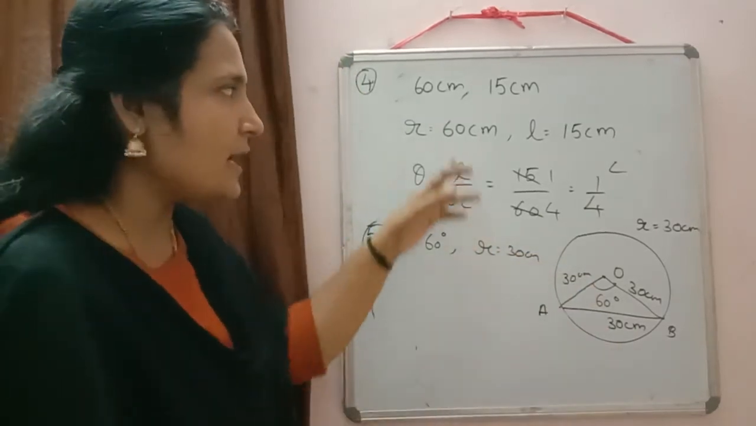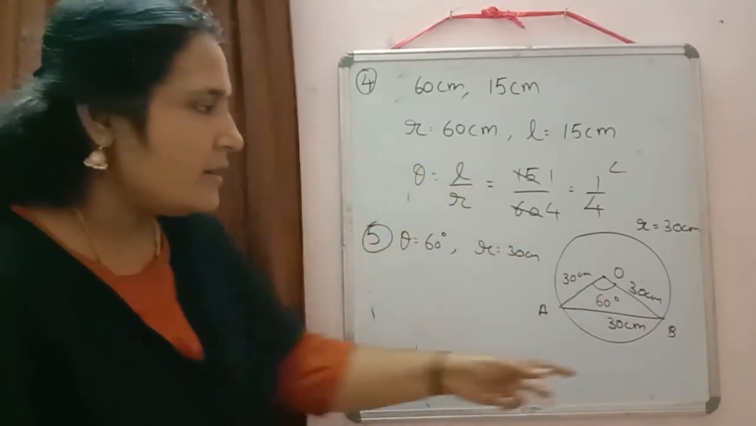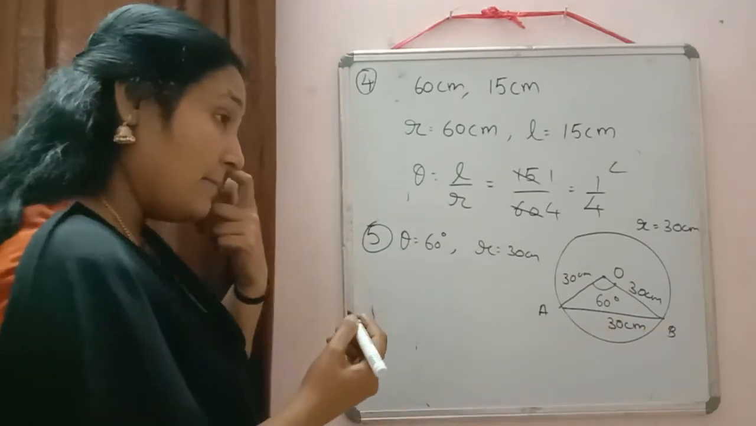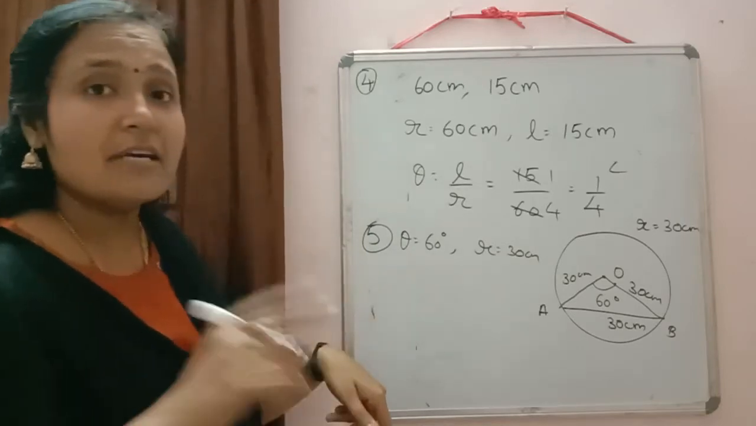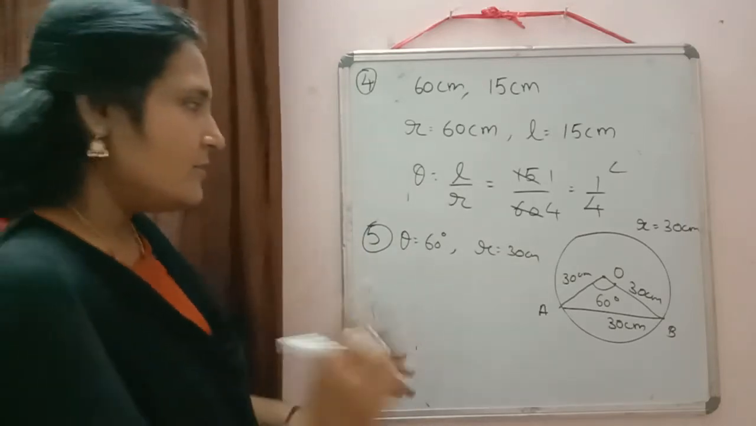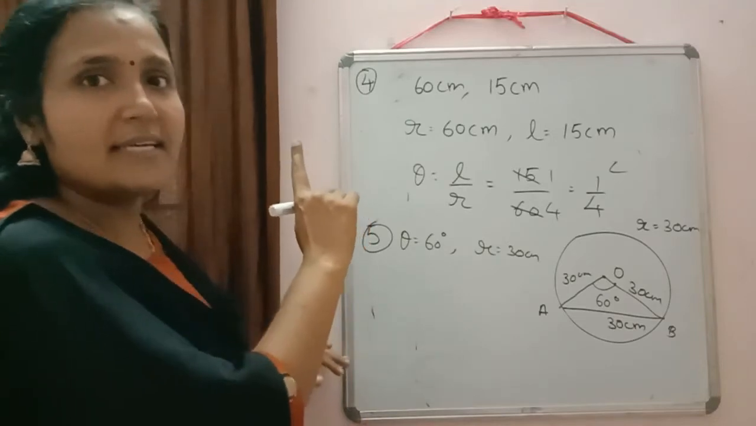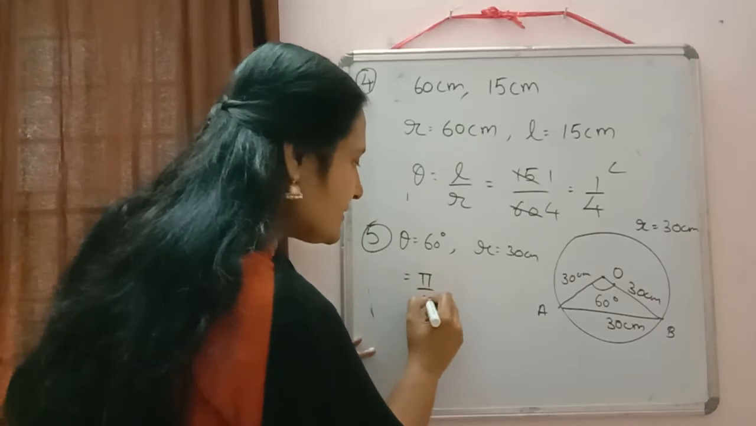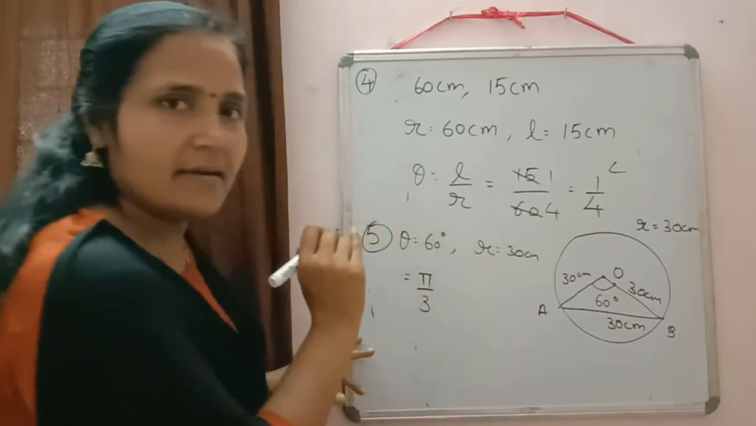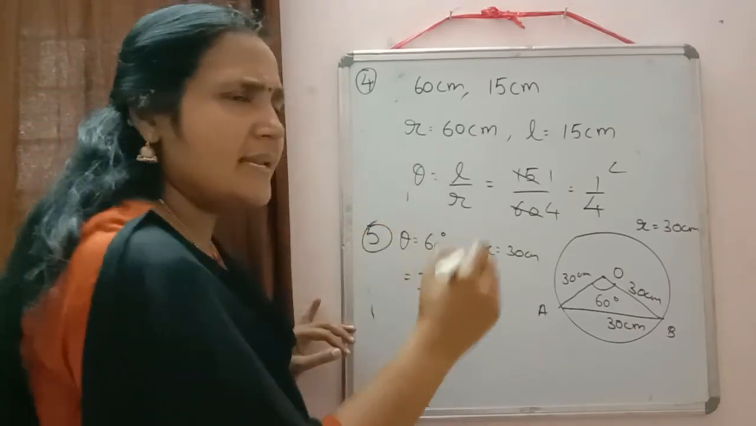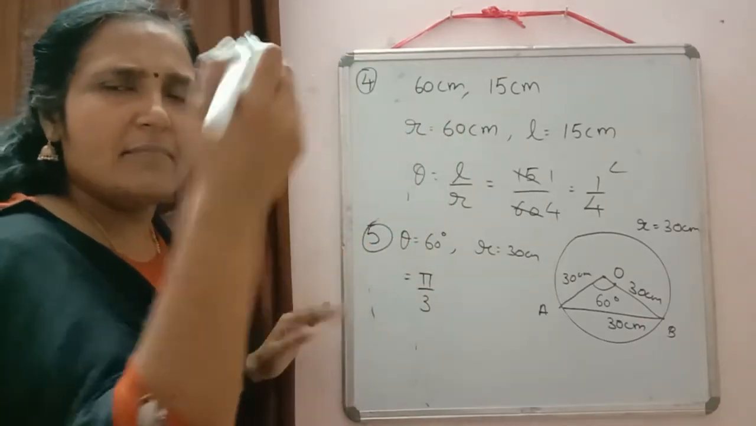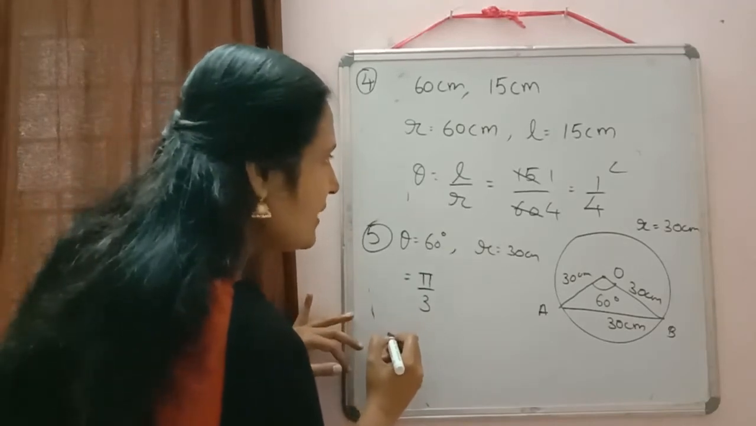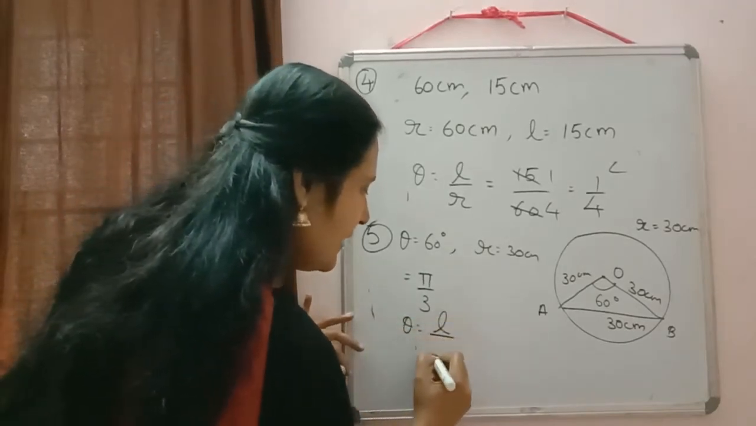So by this formula, theta is equal to L by R, we can calculate the length of the arc also. Before calculating, theta should be converted into radian. Already in the previous one we converted 60 degree into radian, so I am writing directly: 60 degree means pi by 3 radian. The simple method is, for 60 degree, just divide: 180 means pi, so 60 is pi by 3.